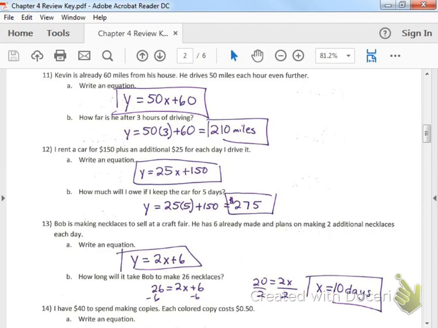Here are the first couple word problems. Again, we did number 11 together yesterday, so number 11 should not be an issue for you. I'll leave it up there, though, just in case you need it. Let me know if you have questions on 12 or 13.